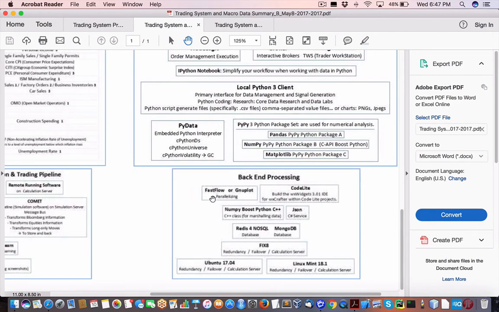Back-end processing, you could use one of these, FastFlow, NuPlot, the different types of IDEs for CodeLite, NumPy, Boost Python if you integrate with C++, and then you could build JSON. And then again, he's got his different databases of Redis or Mongo. I will tell you right now, Redis 4 is definitely the way to go. MongoDB, I only say that because Redis is true open source versus MongoDB, which is more like a freemium.